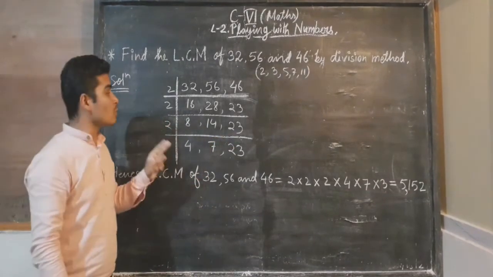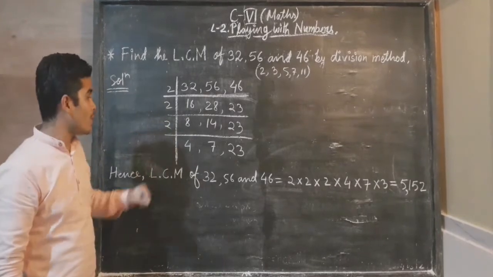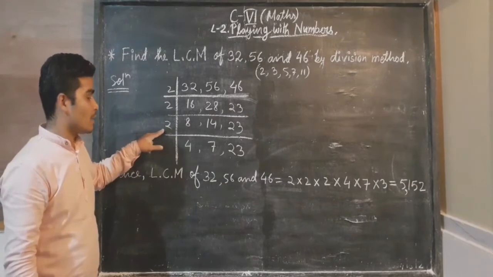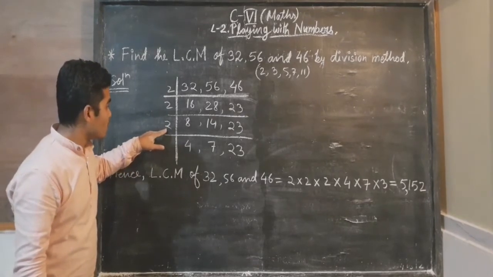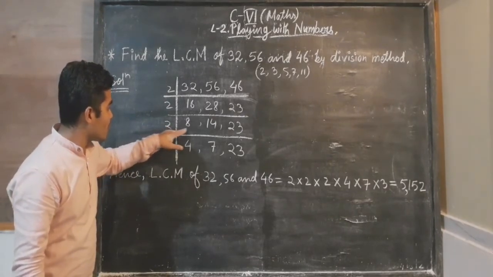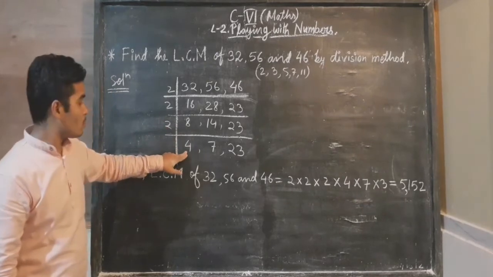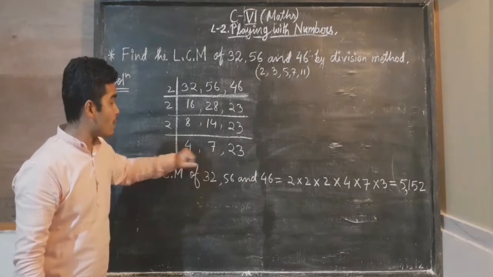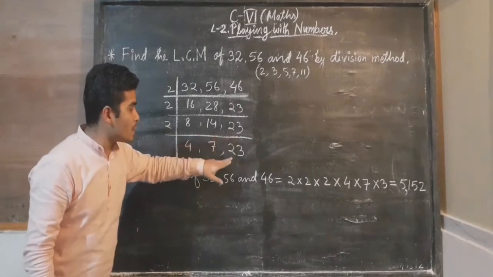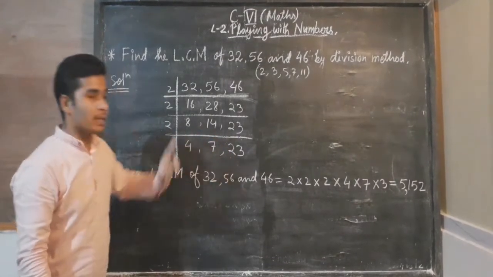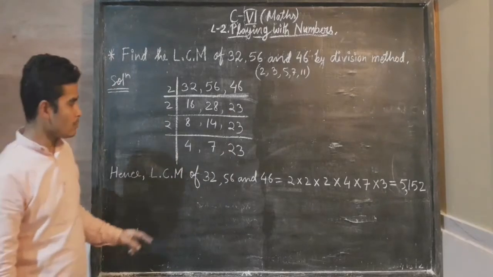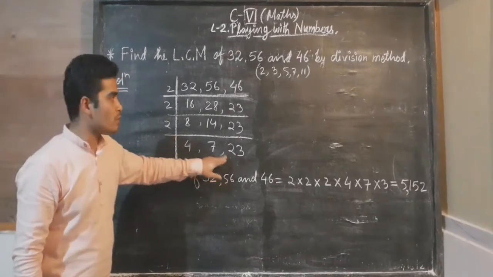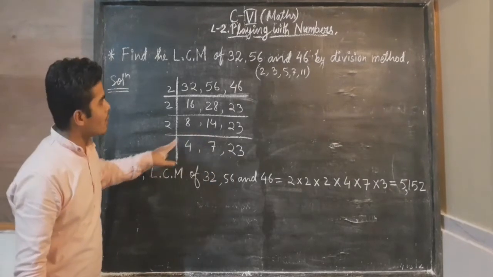If at least 2 numbers are divisible by the same number, then we should divide those 2 numbers by that number. You can see I am going to divide this number by 2, then I will get 4. If I divide 14 by 2, I get 7, and 23 is not divisible by 2, so we will bring down that number.